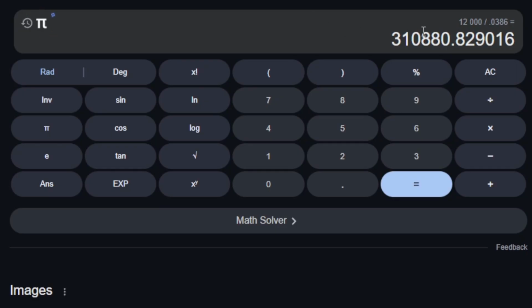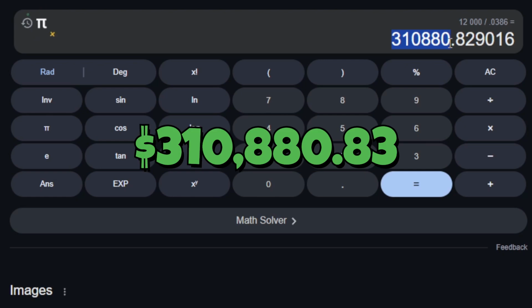When we take 12,000 divided by the dividend percent yield of 3.86%, we take 12,000 divided by 0.0386, and that gives us $310,880 and about 83 cents.